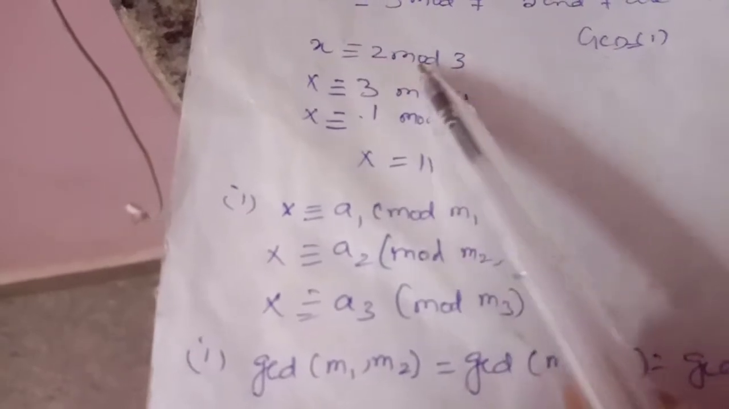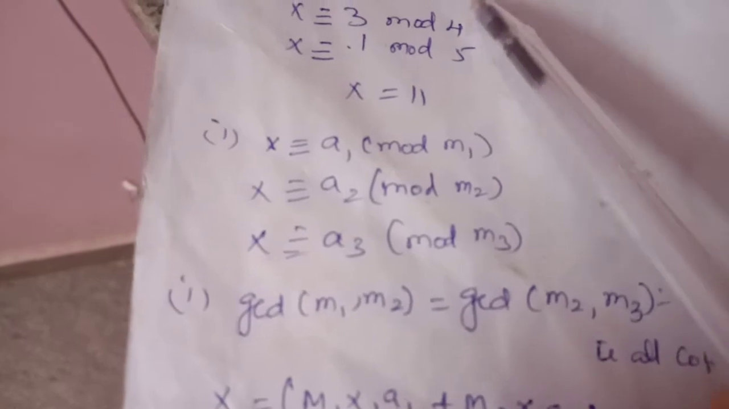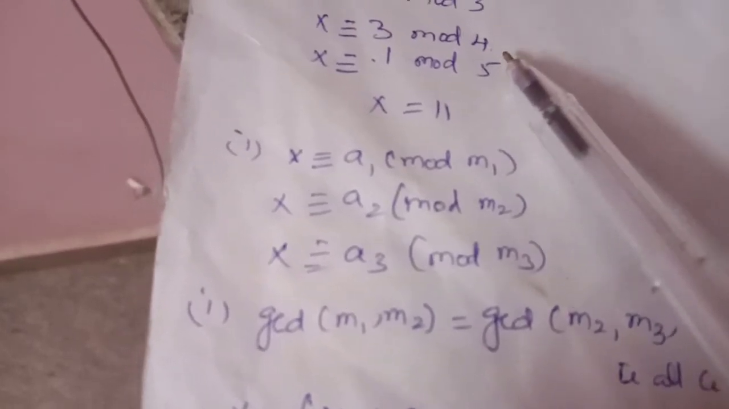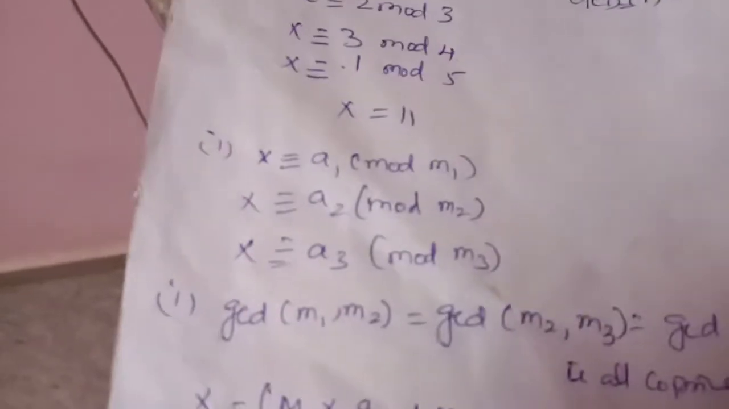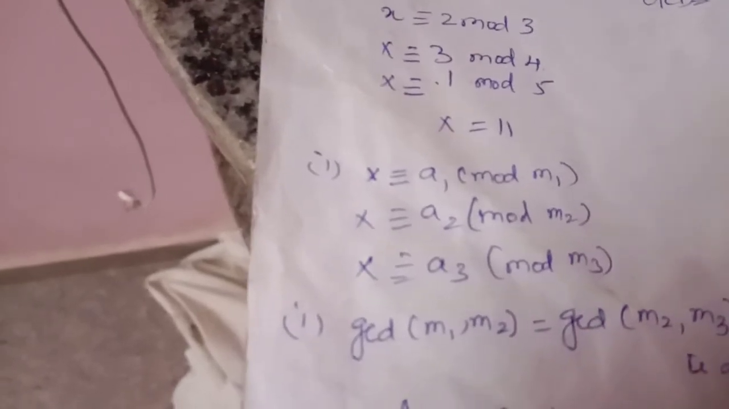x congruent to 2 mod 3, x congruent to 3 mod 4, x congruent to 1 mod 5. GCD of 3 and 4, GCD of 4 and 5, GCD of 5 and 3 must be 1. If it satisfies these rules, we can find x. We can find x by the Chinese remainder theorem. x is 11. We will discuss how we calculate x one by one.